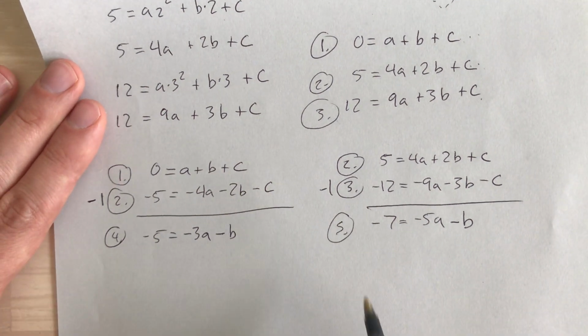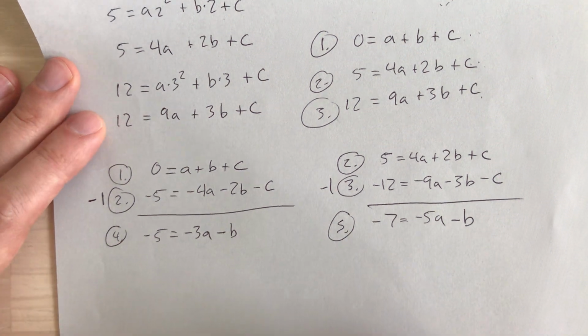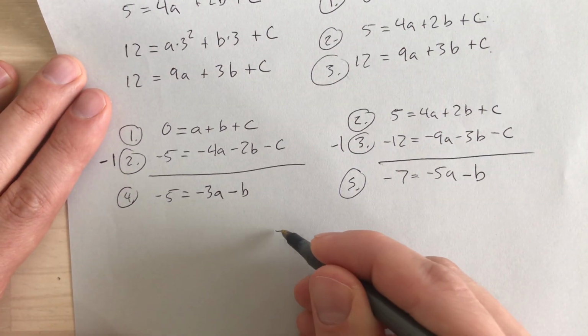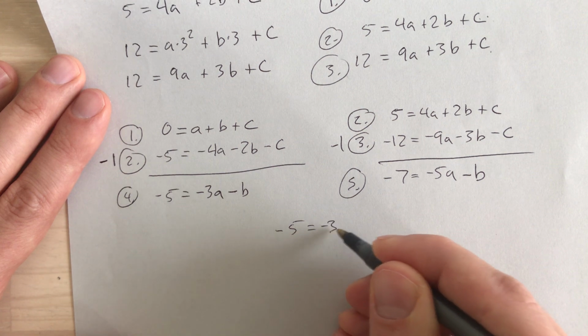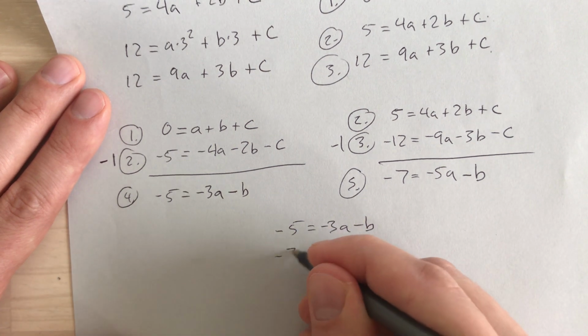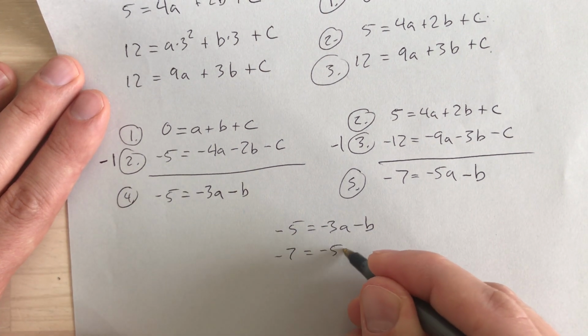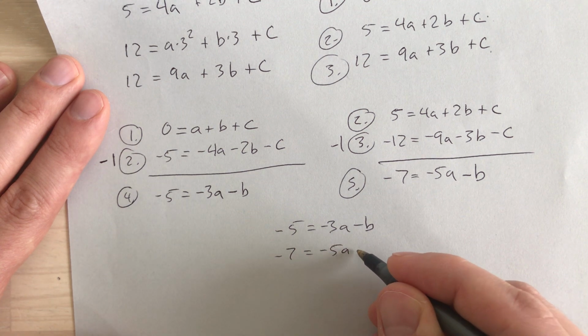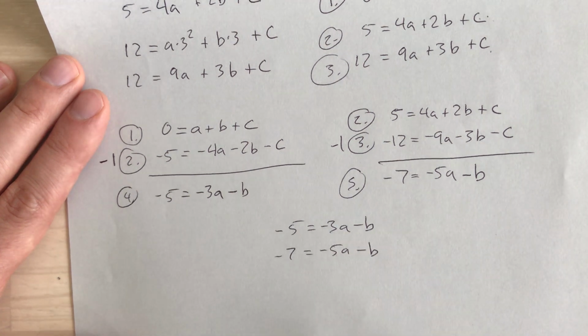All right. So when I look at 4 and 5, I'm going to stack those on top of each other. Now I get negative 5 equals negative 3a minus b, and negative 7 equals negative 5a minus b. Okay. Now, to get variables opposite, I'm going to use elimination one more time. B's would probably be a good one, but one of them needs to be positive, one needs to be negative.